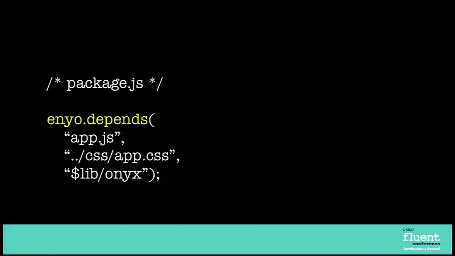A key idea behind Enyo is that we have a core library that's 17K that Enda talked about this morning. We also have a series of libraries that build on that core to provide additional functionality. To load up a library, you just list it in your depends. In this case, I'm listing the Onyx library, which I'll talk about later.